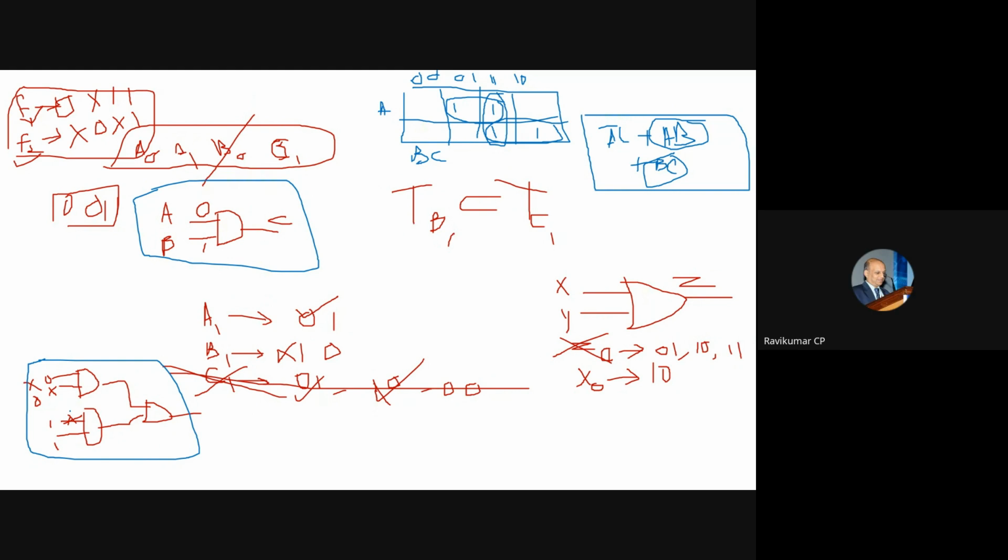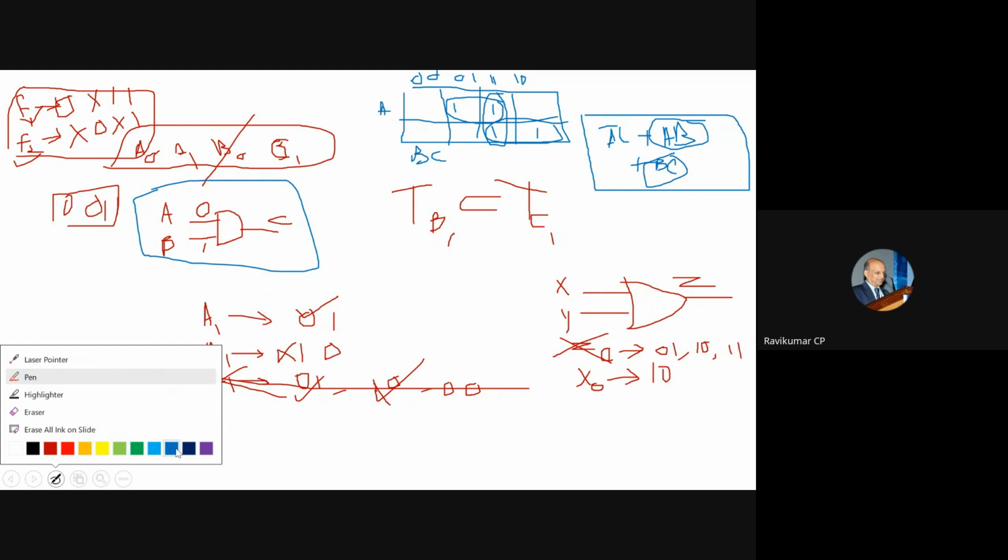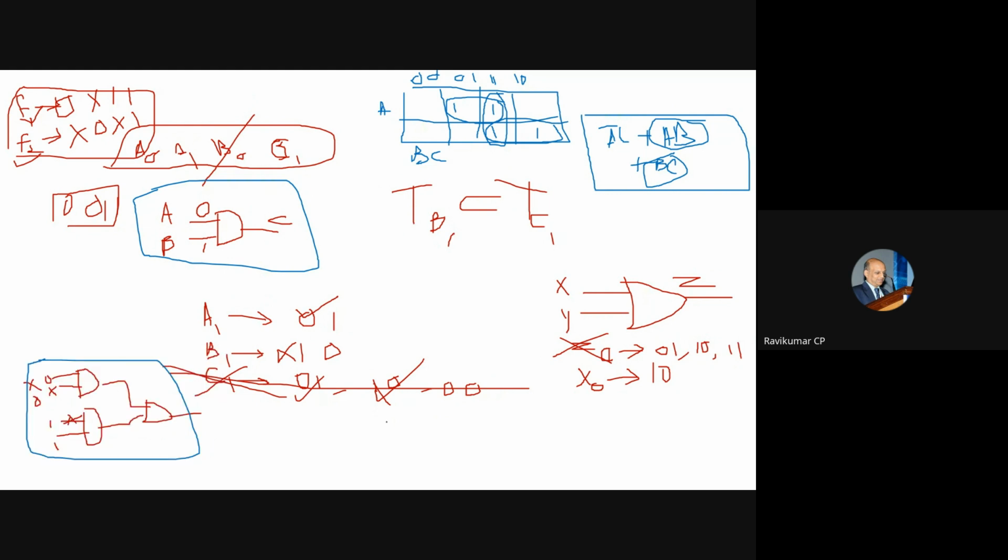No, no, wait. Let us figure it out. See, let me redraw the circuit.